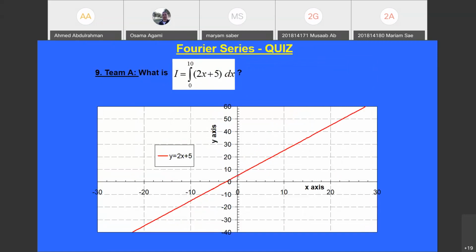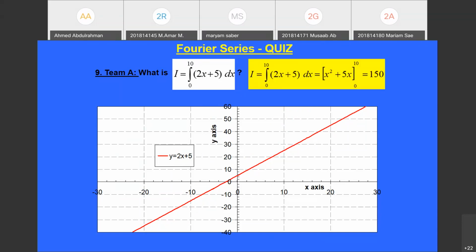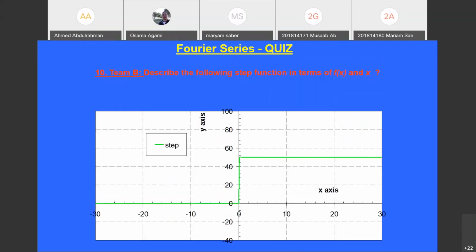What is the integration from 0 to 10 for the line y equals 2x plus 5? 150. Yes, excellent. Back to the female section, please.